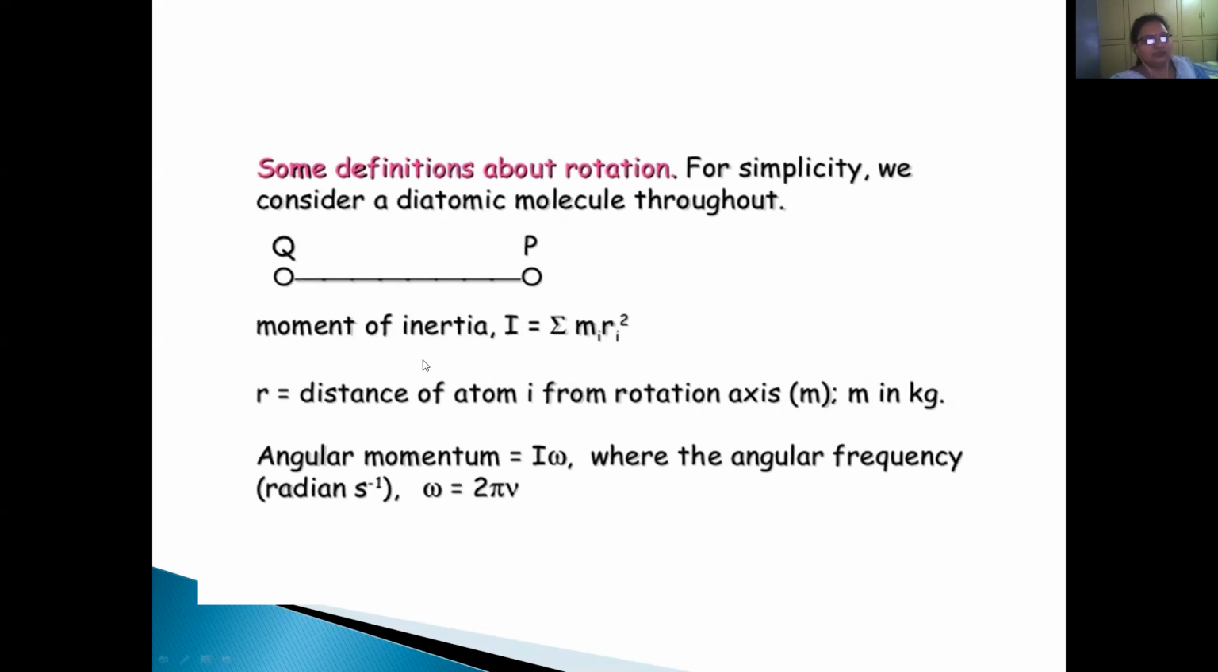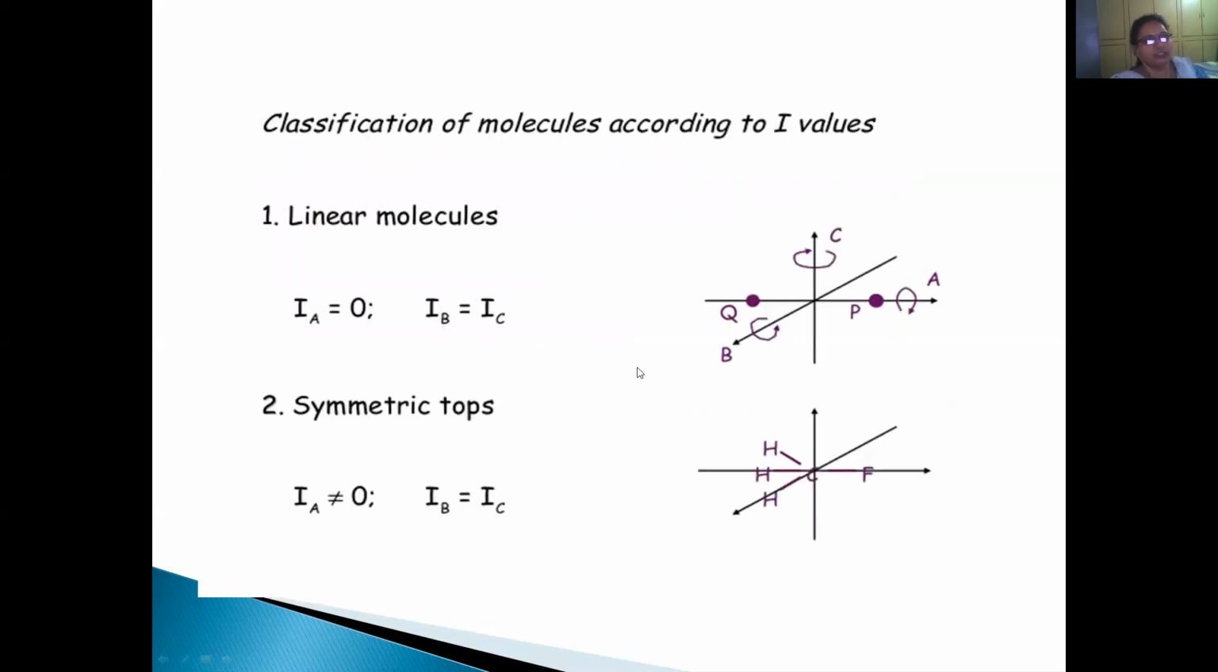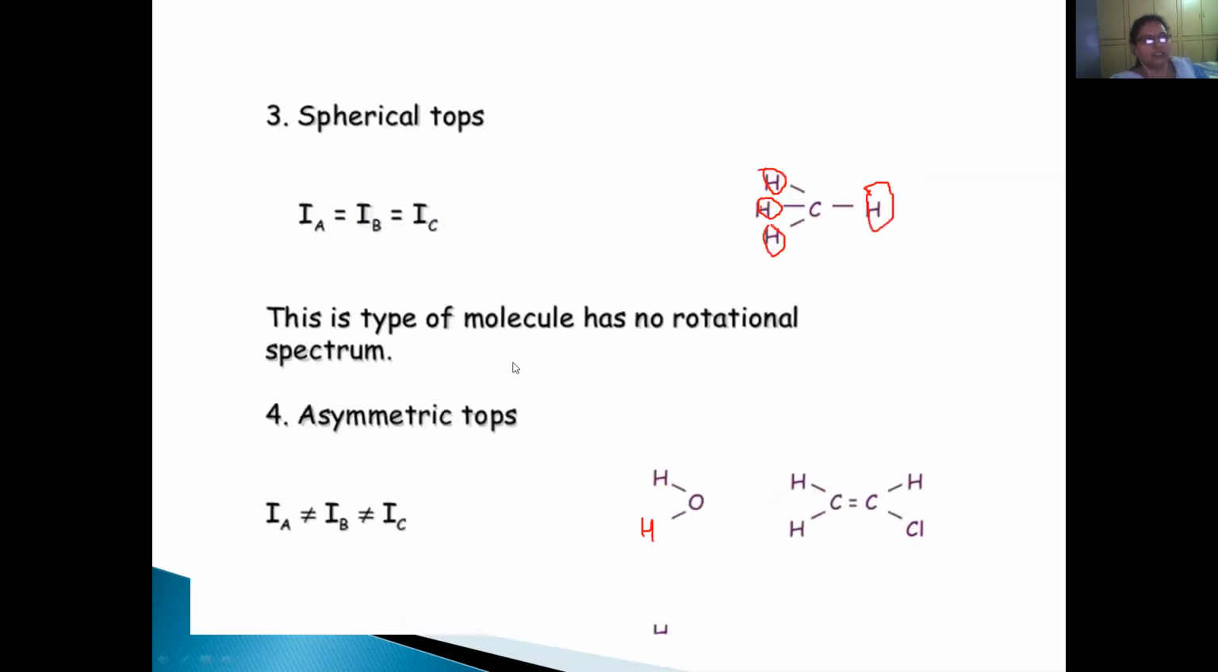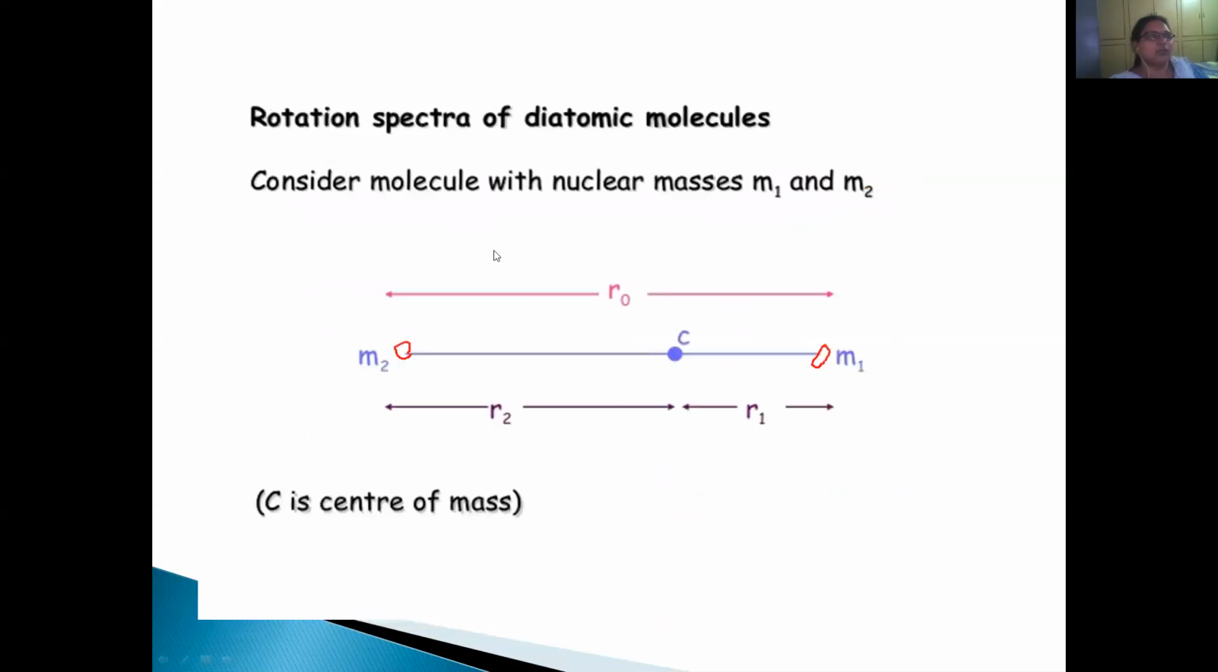That is moment of inertia. We know that moment of inertia is equal to m r squared, where r is the distance of the atom from the rotational axis and m is in kg. Angular momentum is equal to I omega, where the angular frequency omega is equal to 2 pi nu. We studied this in the last class, about linear molecules, symmetric tops, spherical tops, and asymmetrical tops. Now, coming to the rotational spectra of diatomic molecules.